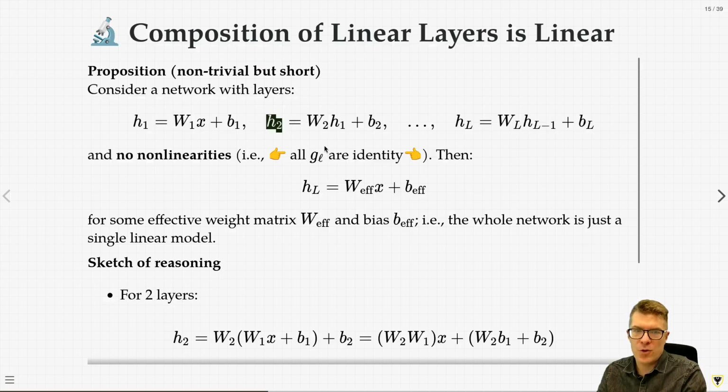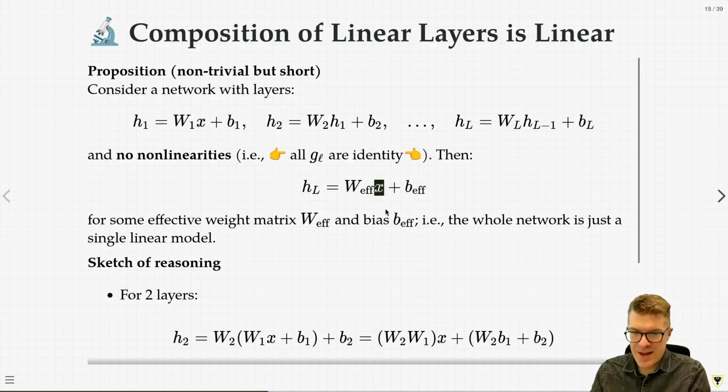So here, there are no nonlinearities. G is literally just the identity function, right? So G of x equals x, okay? So that means that the hidden layer at the end will be like w sub f times x plus b sub f, just a linear function. The hidden layer will be a linear function of x.